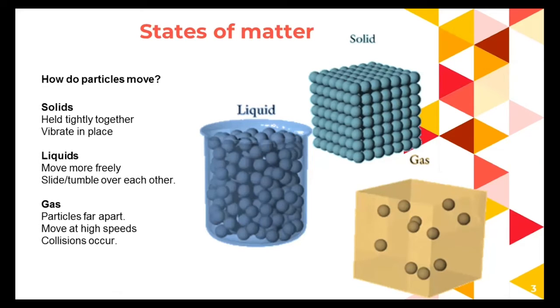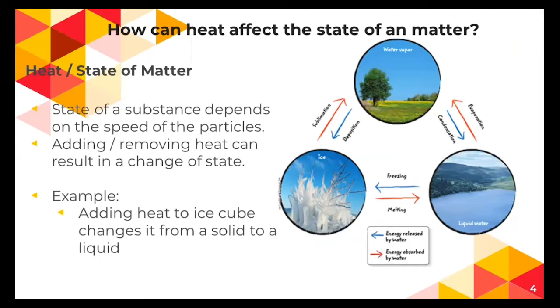Now, let's see how heat can affect the states of matter. Heat and states of matter. Now we discussed states of matter like solid, liquid, and gaseous states. But when you heat them up, we said that they gain energy and then they cause a change. Now, the state of a substance depends on the speed of the particles.